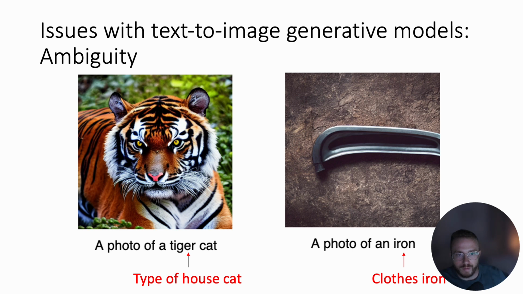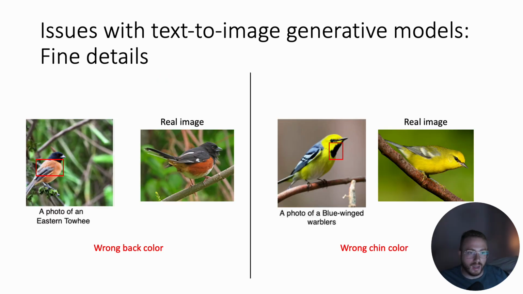So in this work, we fix two issues that we can find with text-to-image models. One of them is text ambiguity. Let's say we want a photo of a tiger cat. The tiger here means a type of house cat. The same thing can be seen when we are using the word iron, and it's not clear if we want the clothes iron. Another issue with text-to-image models is that they really fail to generate fine-grained details when we are using a specific type of bird or any other kind of specific class.